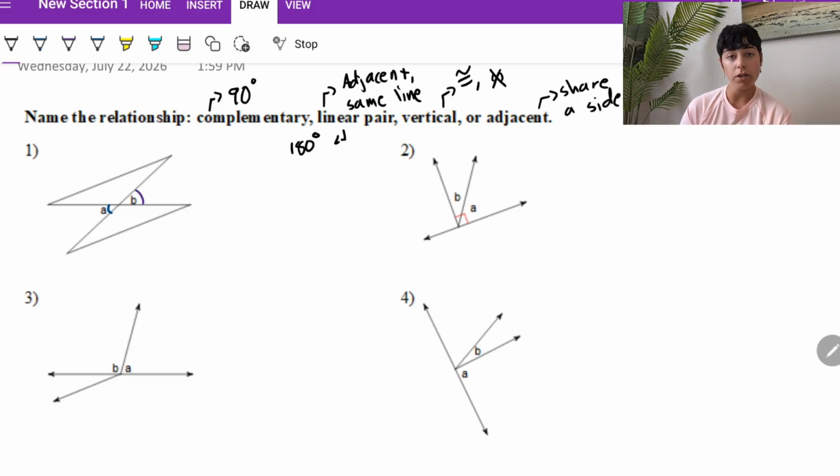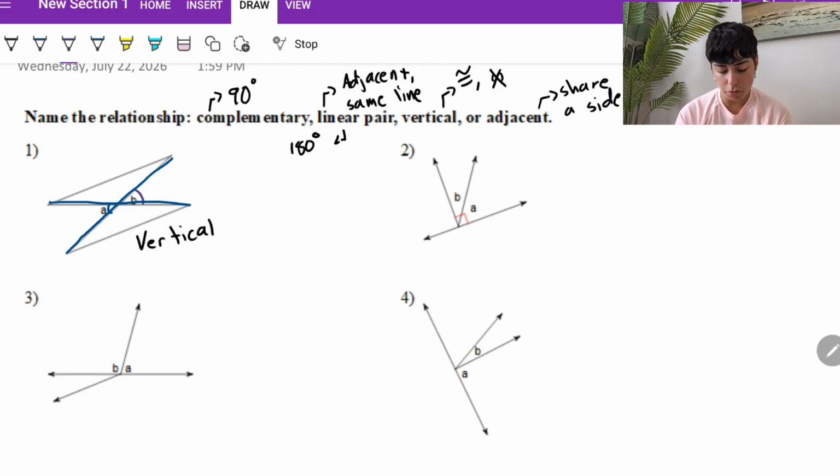So looking at number one, we're looking at angles A and B. Well, those two angles share the same vertex, and if we look, they kind of form that X that we were talking about earlier. When they form that X and they're across each other on that X, that means they're vertical angles and they are congruent. So these guys here are vertical.